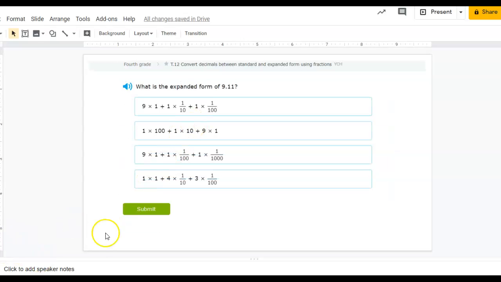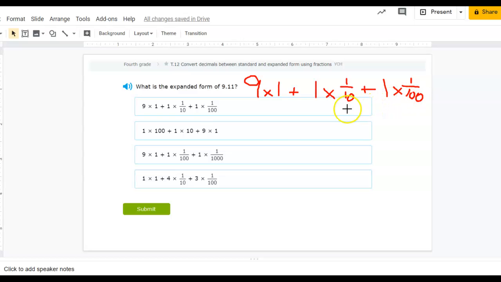And we're going to try one more of those just so we can get those down. Same thing. This one is 9 and 11/100. So I'm going to first start out with, I have a 9 in the 1 spot. Then I'm going to add a 1 in the 10th spot, so 1 times 1/10. And then I'm going to add another 1, and this one I'm going to multiply by 1/100.